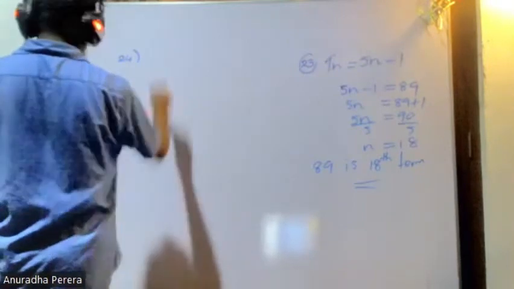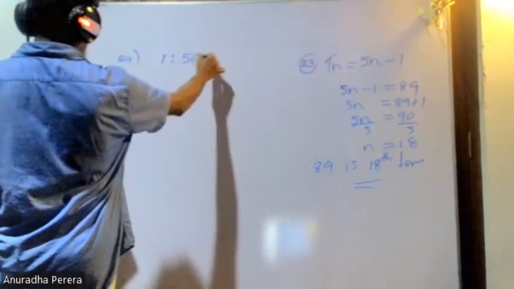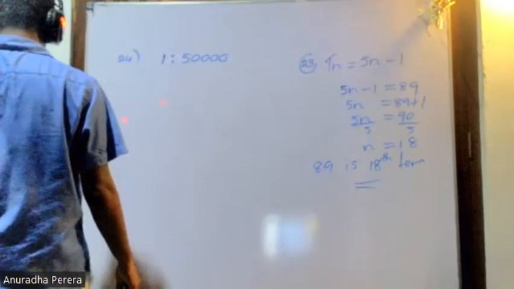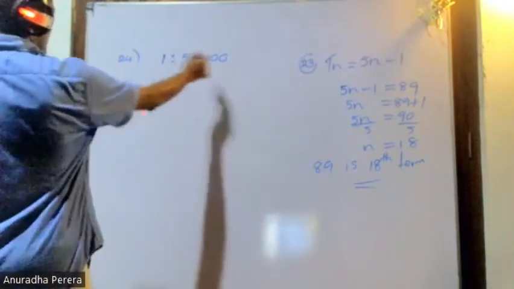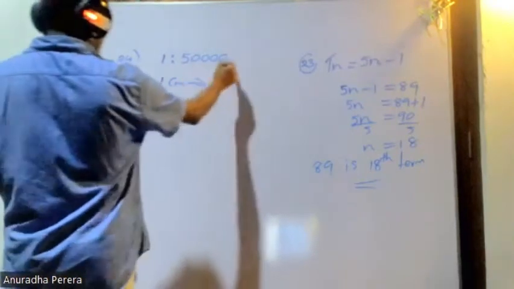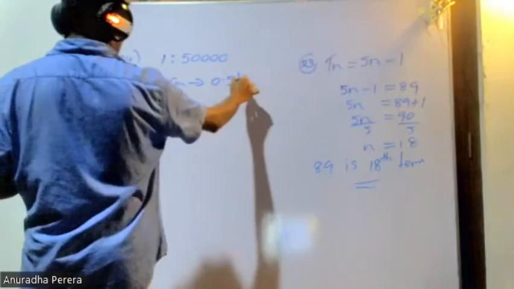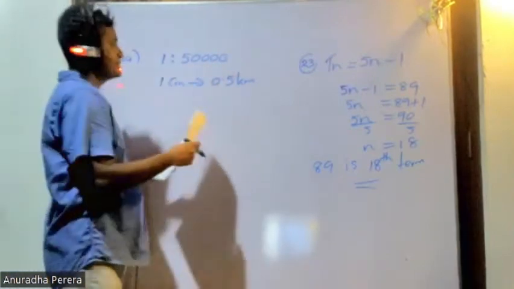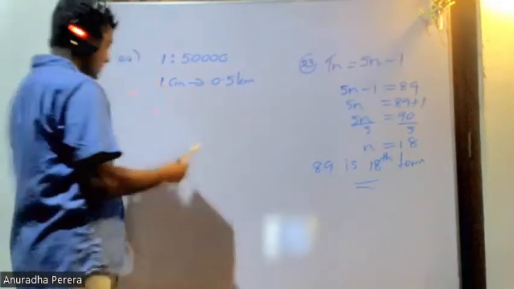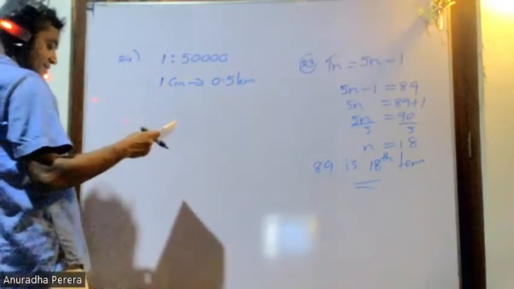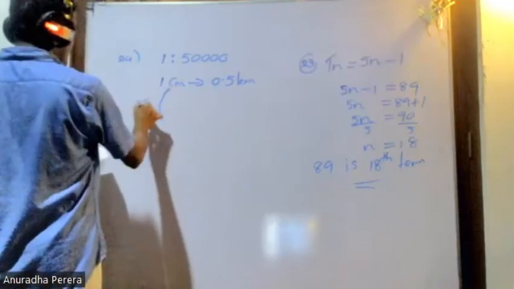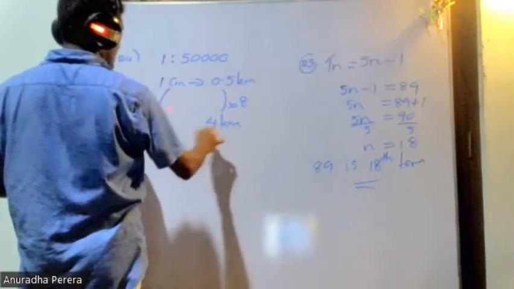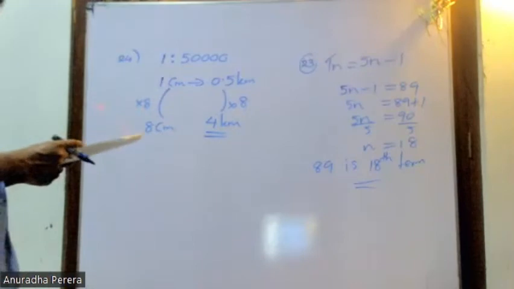In a map drawn to the scale 1:50,000, the distance between the towns is 8 cm. Find the actual distance in kilometers. But 1:50,000 means 1 cm represents 50,000 cm, which is 0.5 kilometers. You know about that. This is the scale diagram length, this is the actual length. We need the actual distance for 8 cm. To obtain 8, this has to be multiplied by 8, and this also by 8: 4 kilometers. This is the answer.